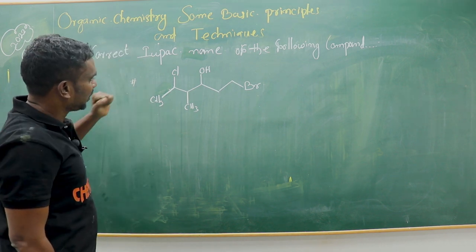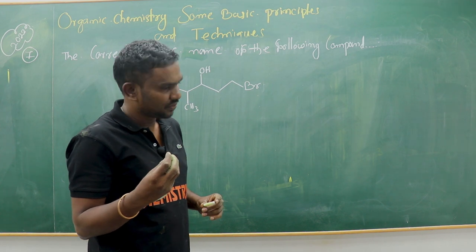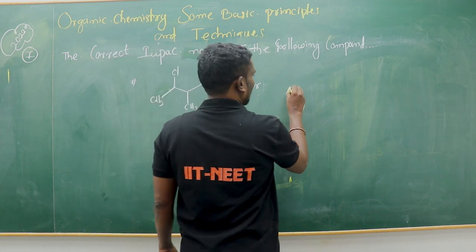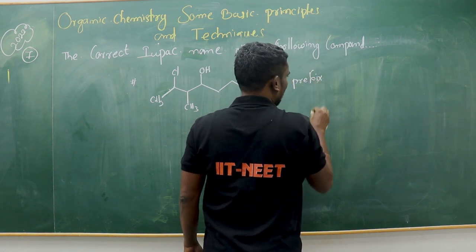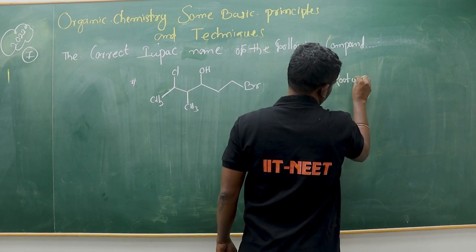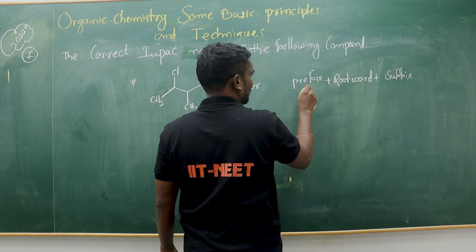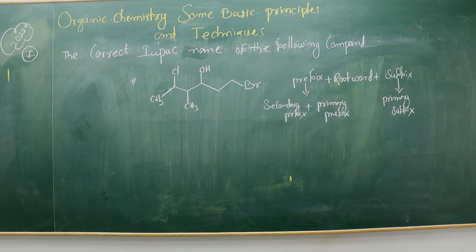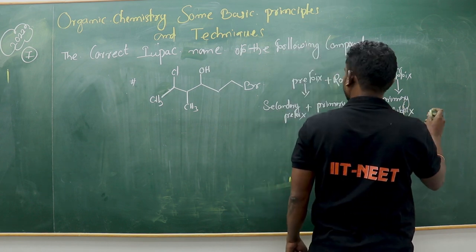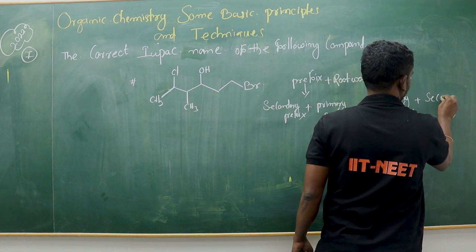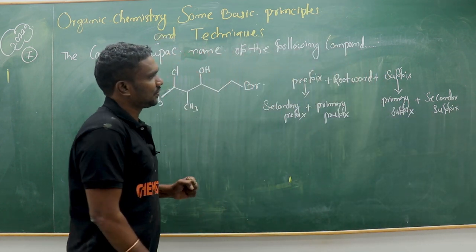Sir, first of all, look at the compound carefully. How to tackle this? See, first, see your nomenclature. What is the pattern here? Observe carefully. Focus. Prefix plus root word plus suffix. Prefix has two types. Suffix also has two types: one is primary suffix, another one is secondary suffix. See, this is our fundamental.